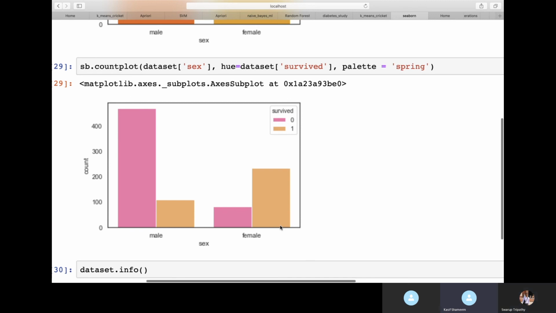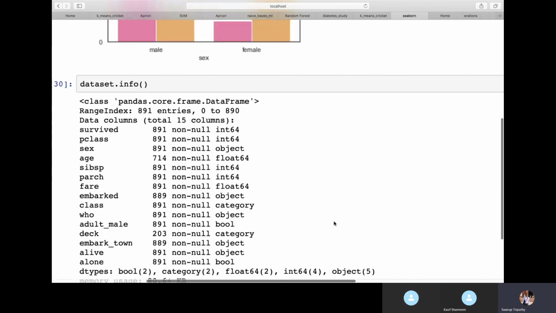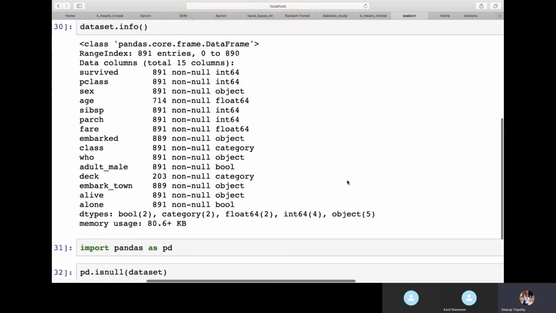Okay, next here I'm doing dataset.info. Now you can try this dataset.info. It gives you brief information about the data. It tells you in each column how many records are there and what data type those records are. So here it shows survived 891 records, P class 891 records, but age is only 714 records. So that means there are a lot of records which are missing within our data.